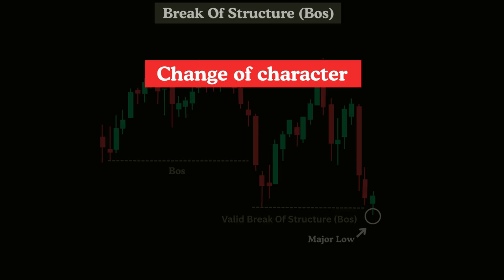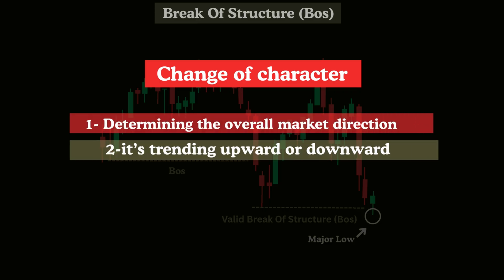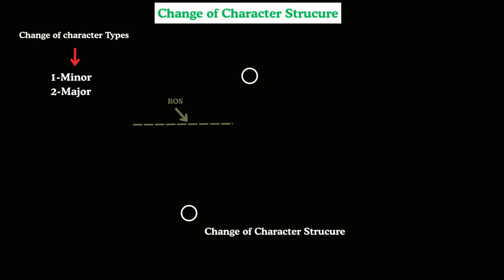To accurately identify a valid change of character, the first step is determining the overall market direction, whether it's trending upward or downward. Once the trend is established, the next step is to mark valid breaks of structure, BOS, on your chart. Bullish scenario breakdown.